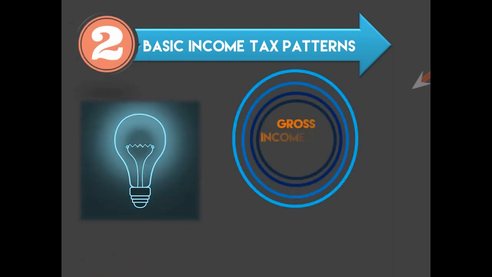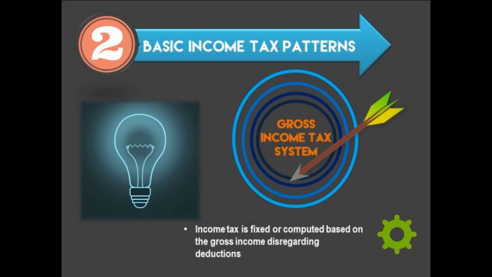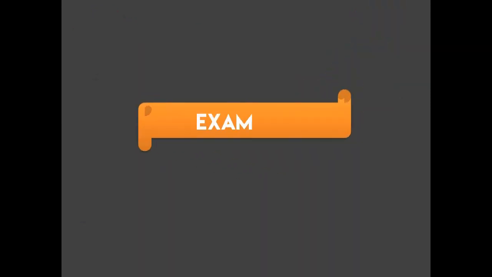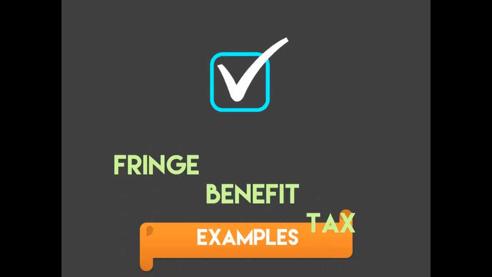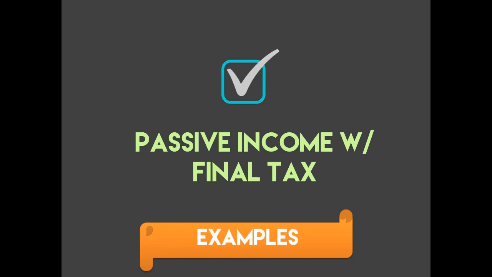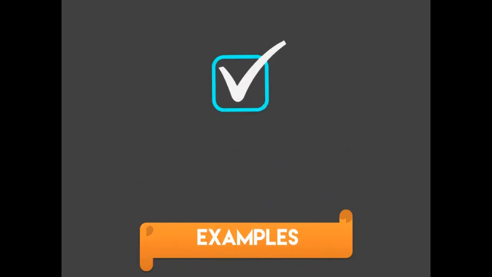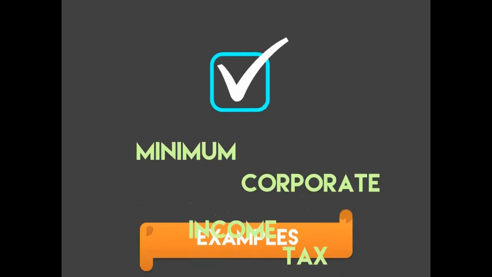Second is a gross income tax system. The usual allowable deductions are completely disregarded in computing this income tax. Examples under this income tax system are the following. First, the fringe benefit tax. Second, passive income subject to final tax. Third, capital gains tax on real property, capital asset. Fourth, minimum corporate income tax or MCIT.